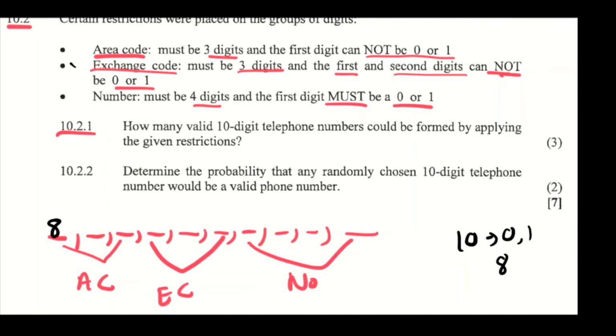And then let's look at this second point. The exchange code must be 3 digits and the first and second digits cannot be 0 and 1, right? So meaning it's also going to be 8, right?